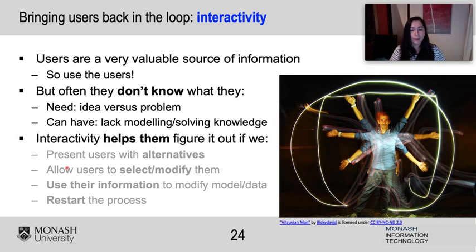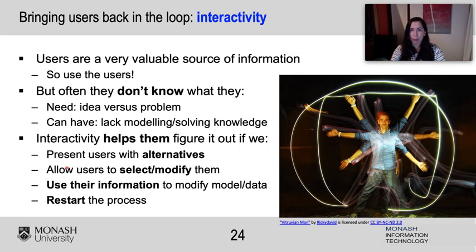But interactivity allows them, and we'll see with what, to figure out if we present them with alternatives, if we allow them to select and modify between those alternatives, and if we can use the information they give us in the selections to modify the model, modify the data, and then you restart the process. You present them with more alternatives, they select, you use that, you improve. Alternative, select, modify, etc. And you go, but wait a minute.